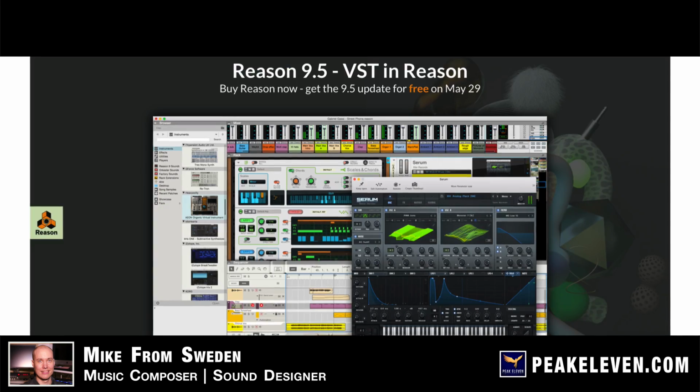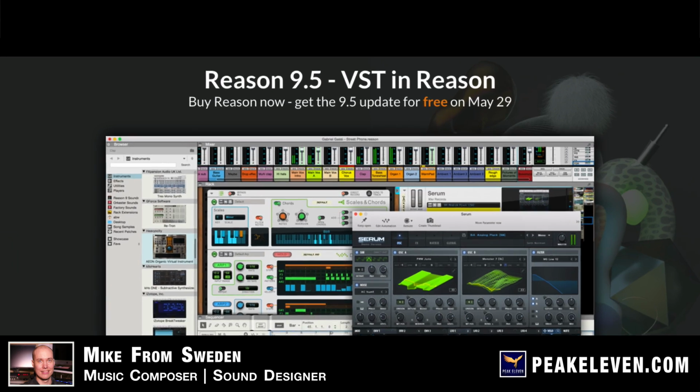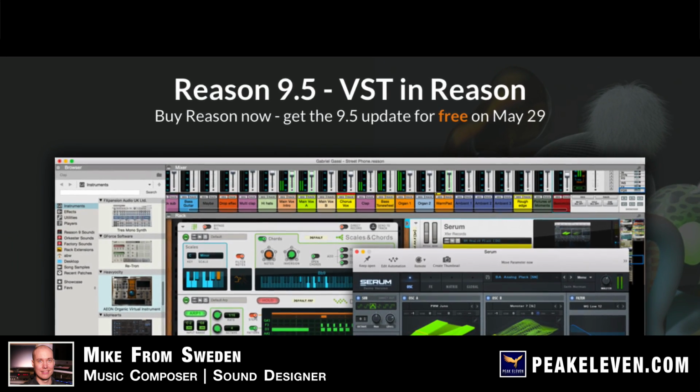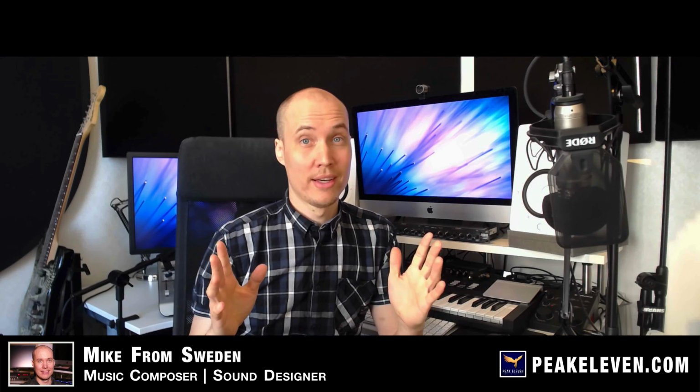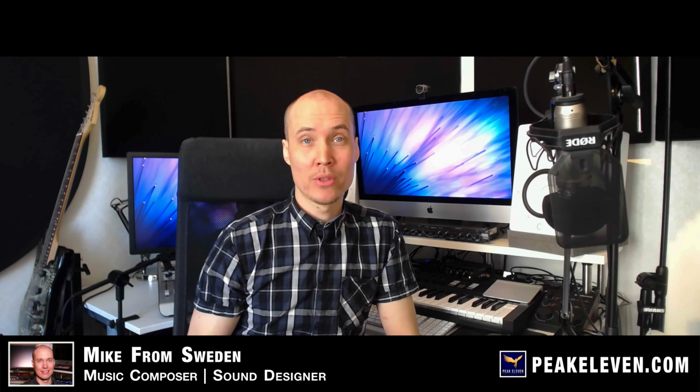Too bad Reason does not support VST, right? Well, now the company Propellerhead dropped the biggest bomb in the history of their brand. They are going to add VST support in Reason. Wow! This is huge. Not only for myself, but for millions of other music makers that have always felt limited by the lack of VST in Reason.